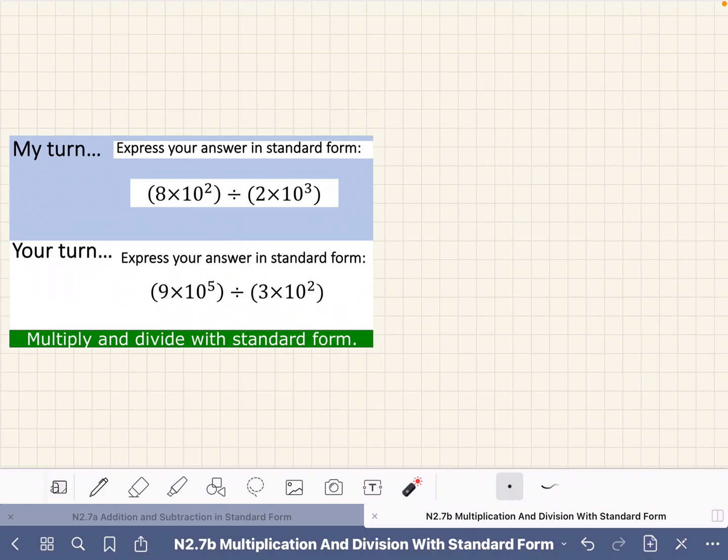Express your answer in standard form. 8 times 10 to the power of 2 divided by 2 times 10 to the power of 3. We use index laws to approach these questions.